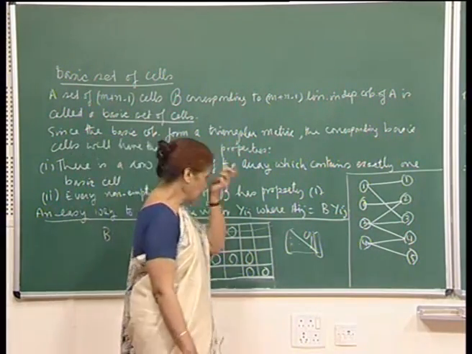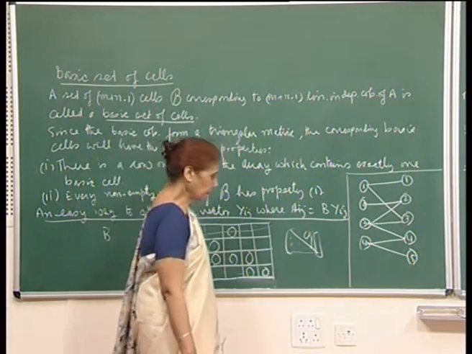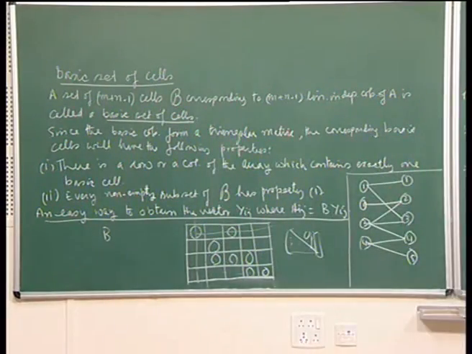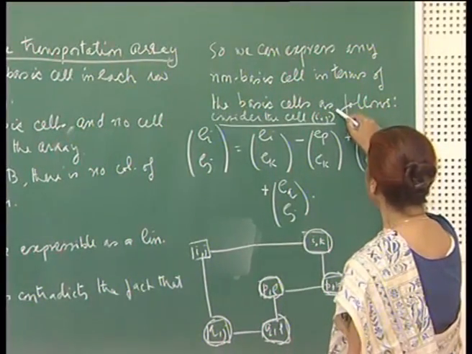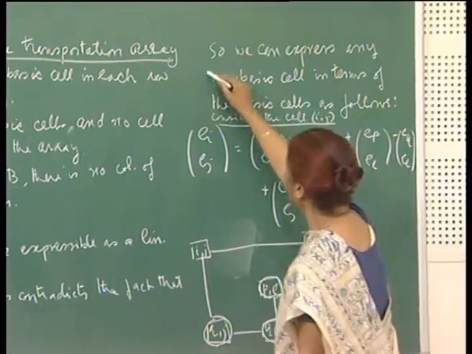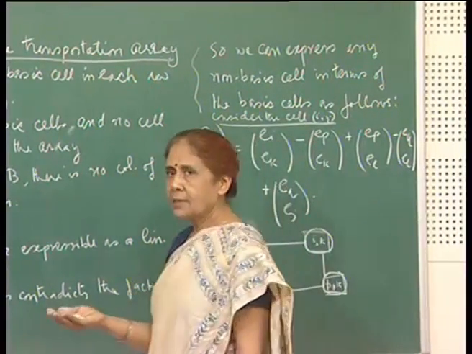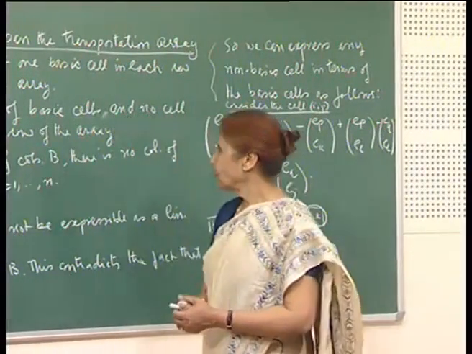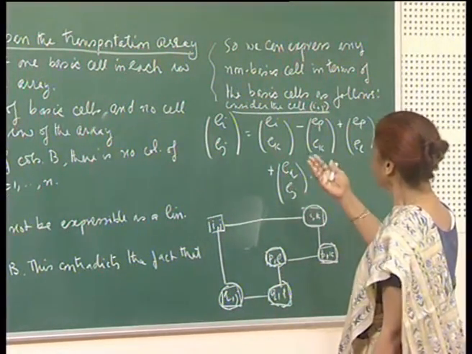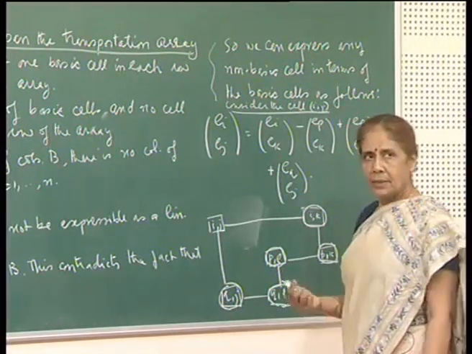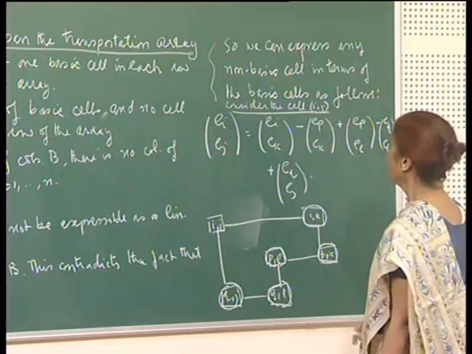The second property is that there has to be a basic cell present in every row and every column. Now, again in a very ad hoc way, I am trying to say that we can express any non-basic cell in terms of the basic cells as follows. Of course, this property is already there, because the basic cells form a basis and therefore correspond to the m plus n minus 1 linearly independent columns. Therefore, any non-basic cell will always be expressible in terms of the basic columns, and so any non-basic cell will be expressible in terms of the basic cells.